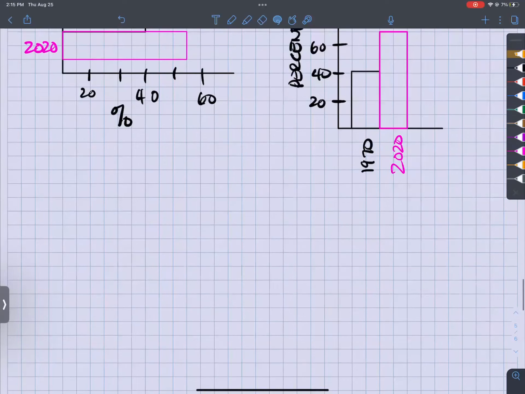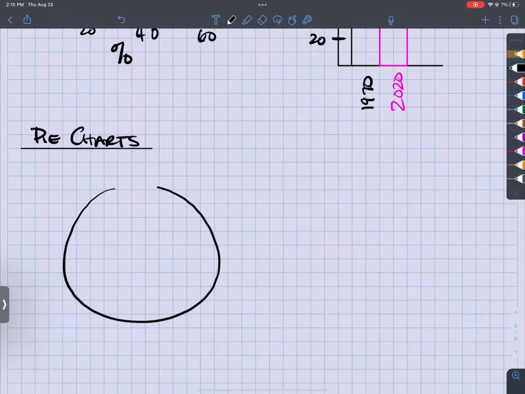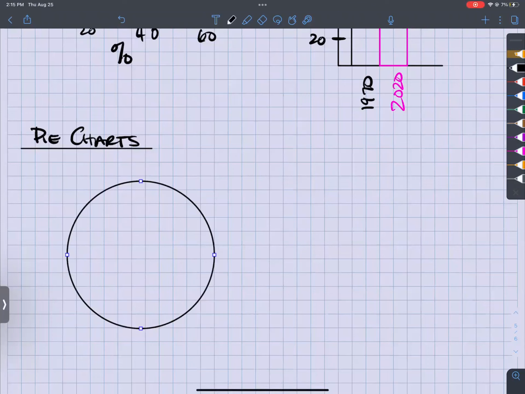So next thing would be pie charts. So let me ask you guys this. So here I have a pie chart.